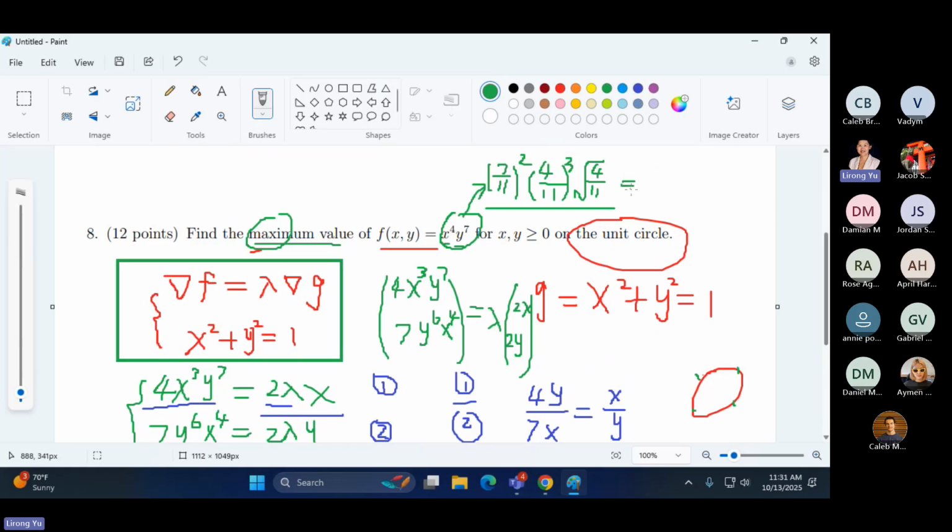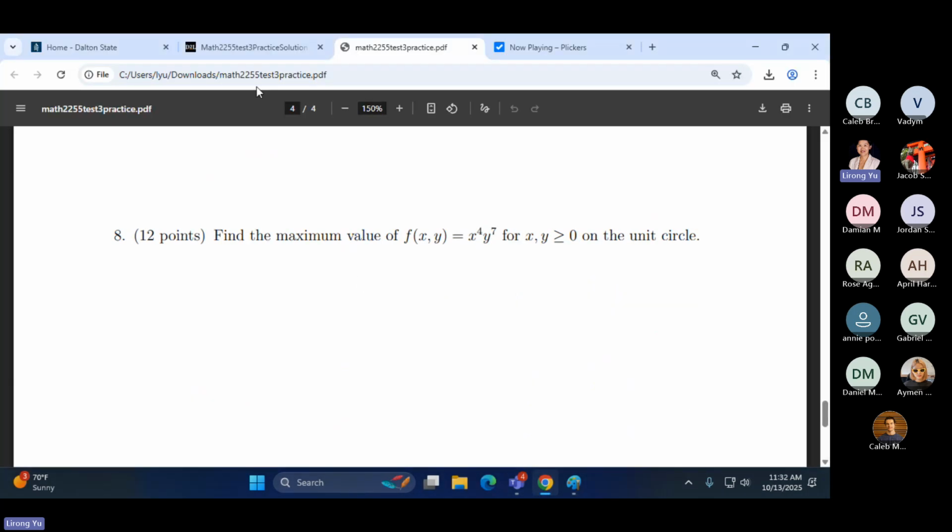You can simplify this. The denominator is 11 to the power 5 and a half, since the root is a half power, so 11 to the power 5.5. The numerator is 7 squared, which is 49, times 4 to the power 3, and then times 2, since root 4 is 2. That's pretty much how we would solve it.